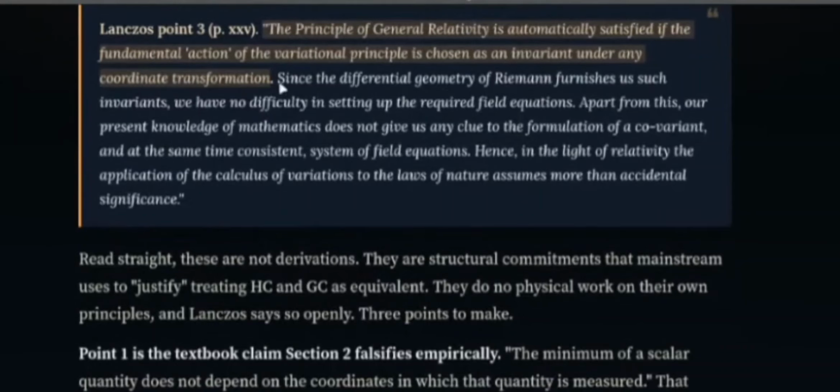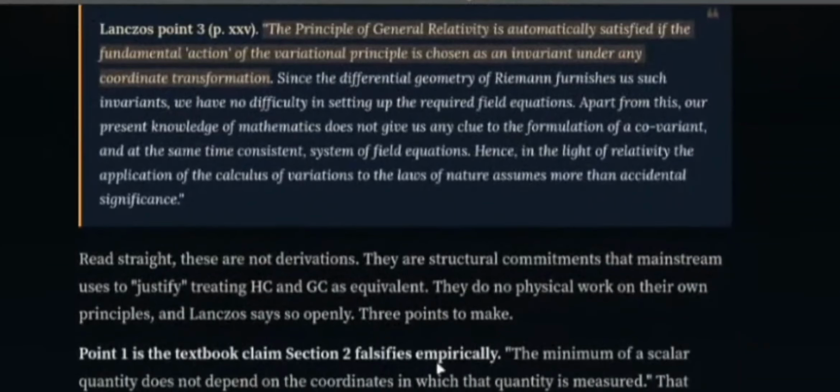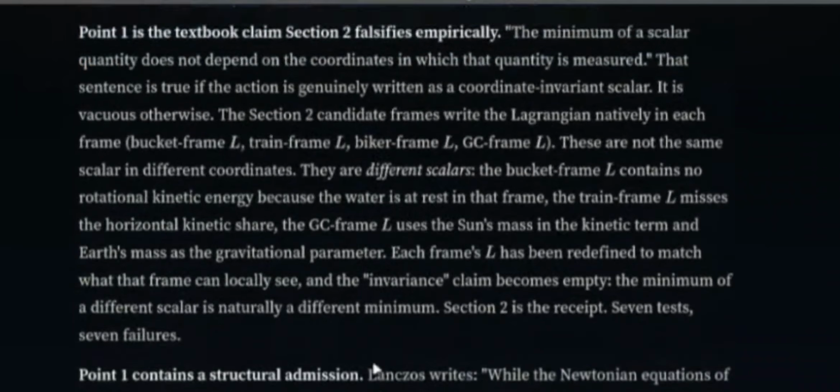Okay, so let's see here. Since the differential geometry of Riemann furnishes us with invariants, we have no difficulty in setting up the required field equations. Apart from our present knowledge of mathematics, this does not give us any clue on the formulation of covariant and time-consistent systems of field equations. Hence, the application of relativity and the calculus of variation to the laws of nature assumes more than accidental significance. So he's attributing this, because these work out for also the laws of mechanics, to being more than just coincidence. This is evidence that space-time geometry and whatnot is true. So that's their supporting claim there.